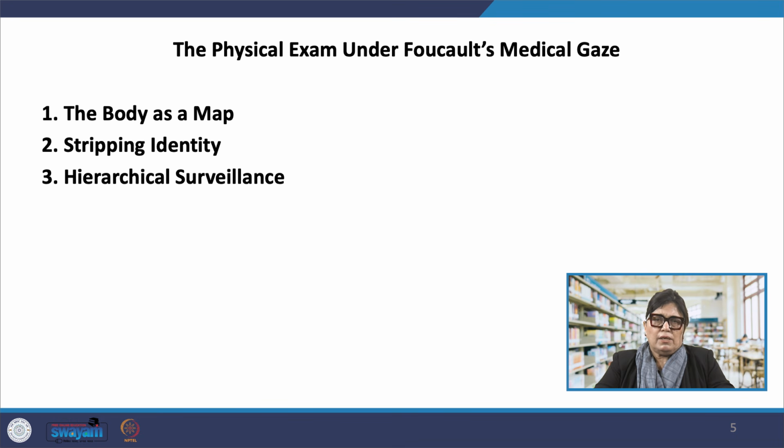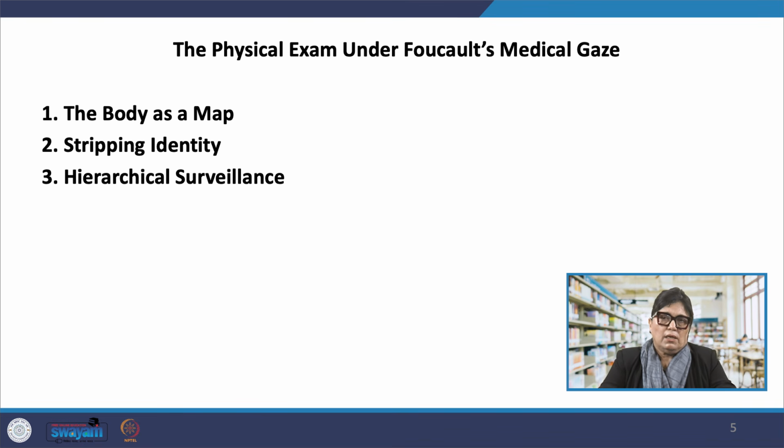Techniques like palpation, that is feeling, percussion, tapping, and auscultation, that is listening with a stethoscope, are designed to make the interior of the body visible. The doctor bypasses the patient's words to read the truth written directly on their tissue.